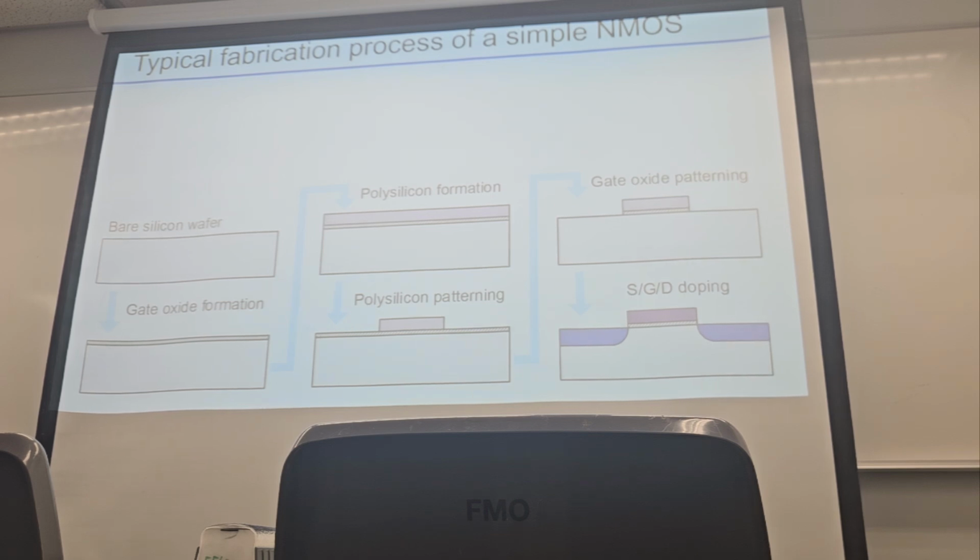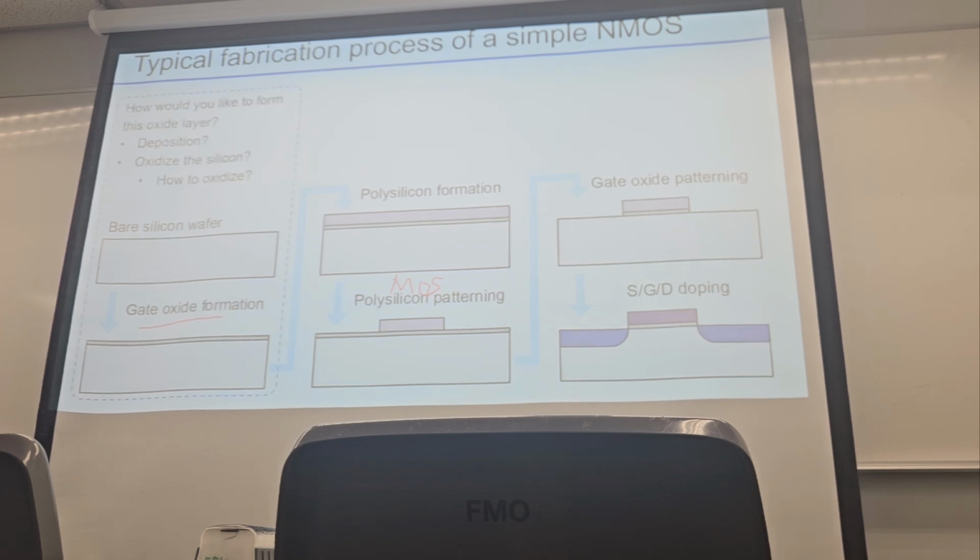Okay, so let's have a quick review of the typical fabrication process flow of the simple NMOS. We start from the bare silicon wafer, then the next step always comes with the gate oxide formation. So we can see that for the NMOS and the PMOS, we always start fabricating the MOS structure first. Okay, then based on the MOS structure, we can remove the silicon dioxide in the other areas for the doping.